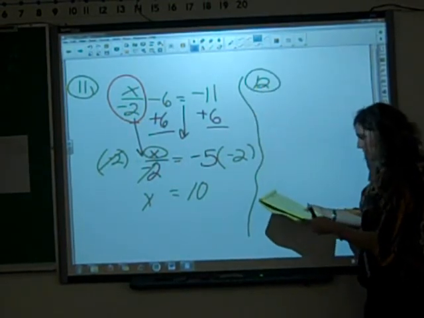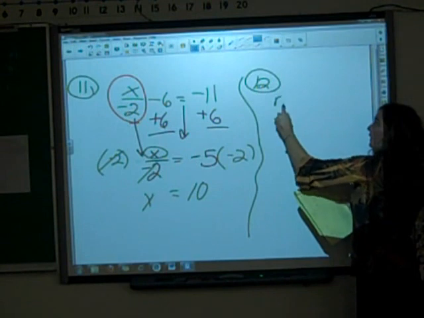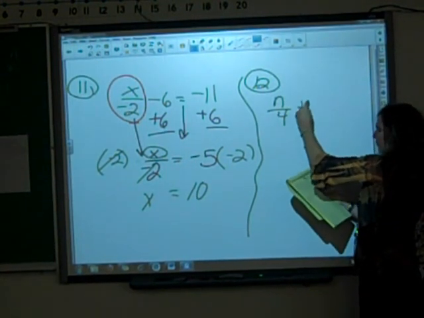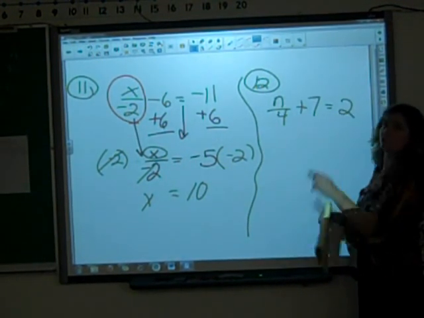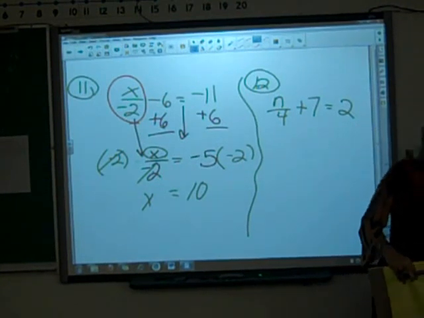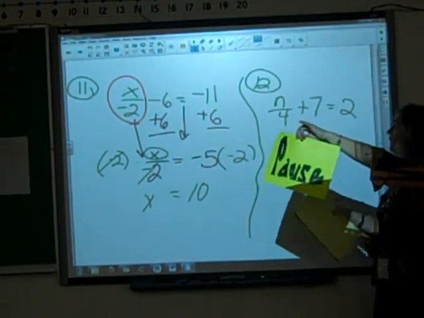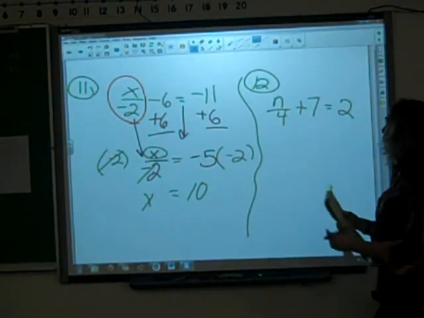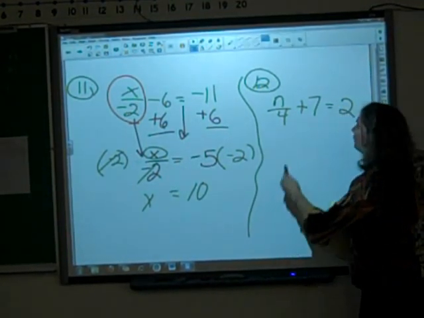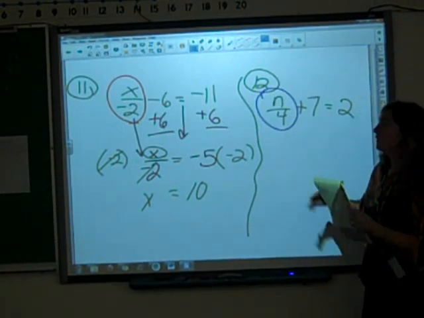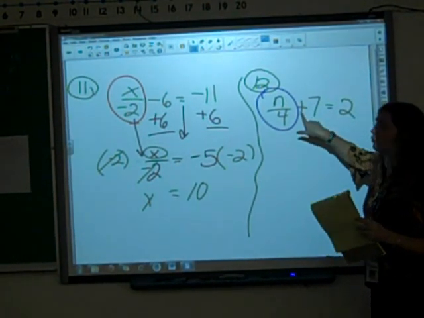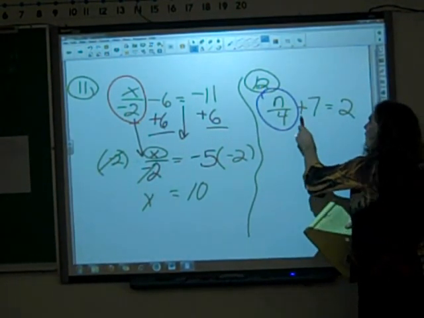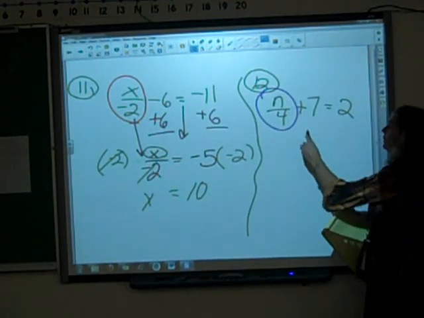I'd like you to copy this one down, and I'm going to have you try this one. n over 4 plus 7 equals 2. I'd like you to pause your machine and work that problem. Got it? Well done. Where's the variable? The n divided by 4. We're going to undo that operation that's not with the variable, the plus 7. How do you undo addition?